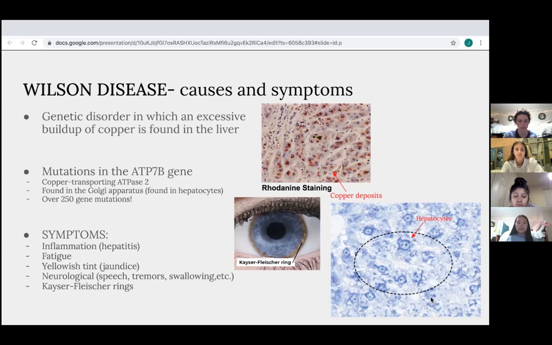Some of the symptoms that can be found with Wilson's disease is inflammation of the liver, which is also hepatitis, fatigue, which is tiredness, and a yellowish tint to the skin is very common, and that's also called jaundice. There's also some neurological factors that can be shown, such as speech problems, tremors, a hard time swallowing, and fine motor skills issues. And then one of the biggest signs of Wilson's is the Kayser-Fleischer rings. So in this picture right here of the eye, you can see there's a copper colored tint around the eye, and that's just due to the excess buildup of copper.